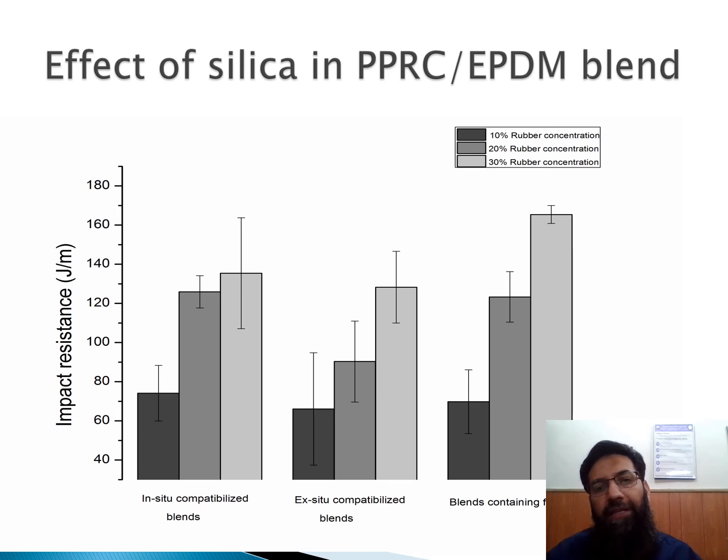But if we compare these with the other compounds which also have a similar kind of EPDM loading, when we add the silica, the impact strength of our compound also increases. This shows that silica can also help us in getting better impact strength in different plastic parts, which can potentially be used for different applications in automotives.